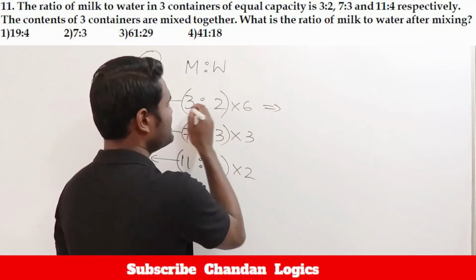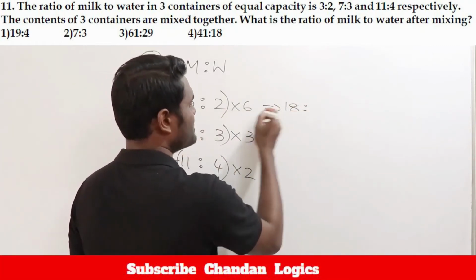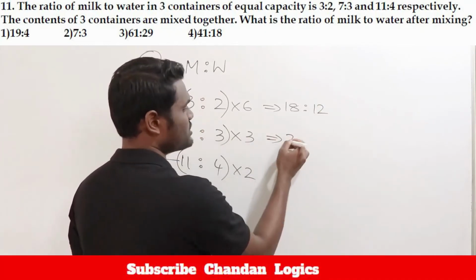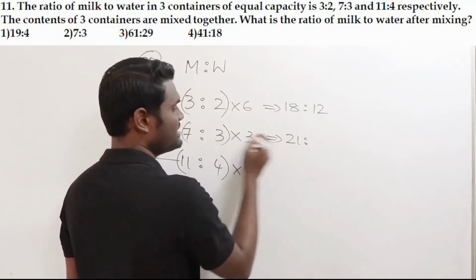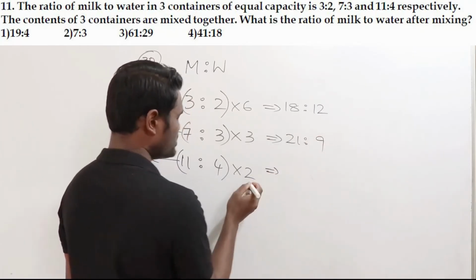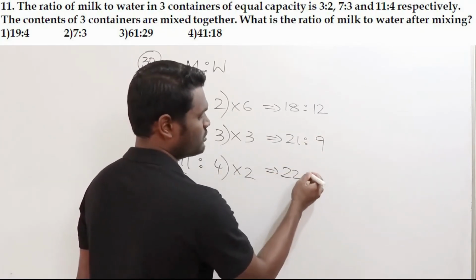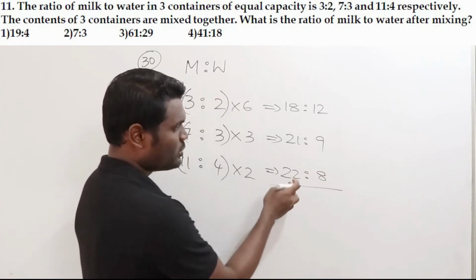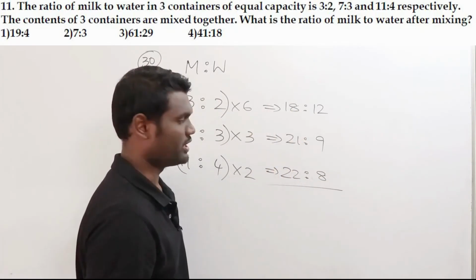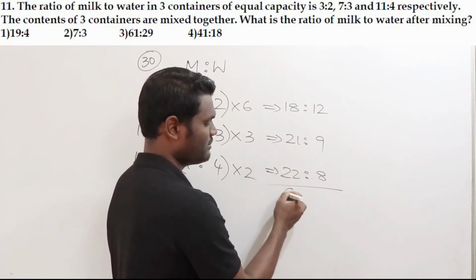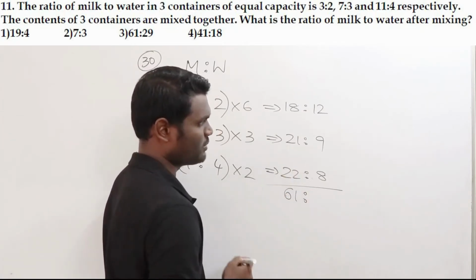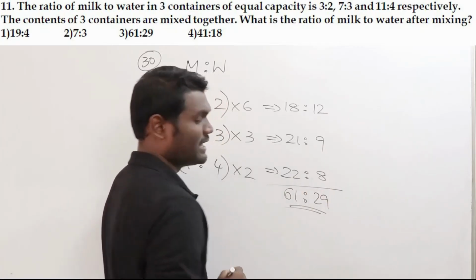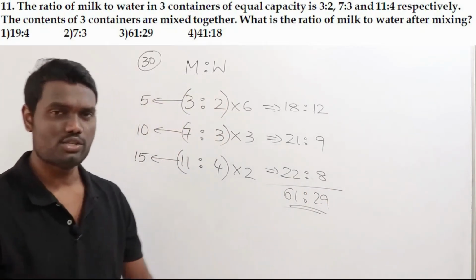Now, what happened? 6 into 3, 18. 6 into 2, 12. In a similar way, 3 sevens, 21. Next, 3 threes, 9. Next, 2 elevens, 22. Next one, 2 fours, 8. Now what happens here? 22 plus 18, this will be 40. 40 plus 21, this will be 61. So this will be 61. 12 plus 8, 20. 20 plus 9, 29. So we can say that the new mixture ratio will be 61:29.